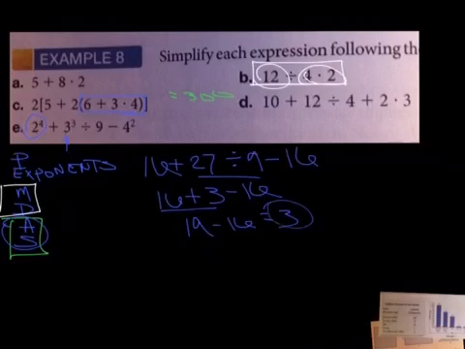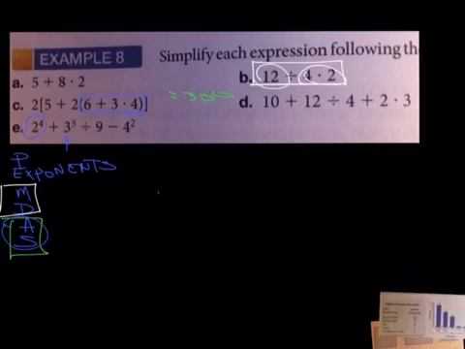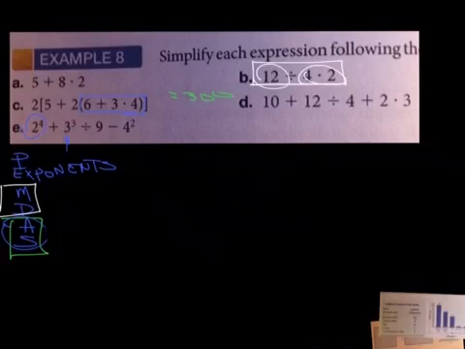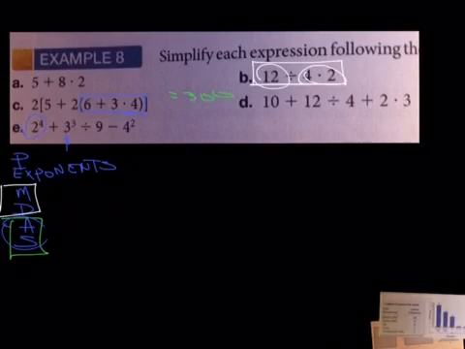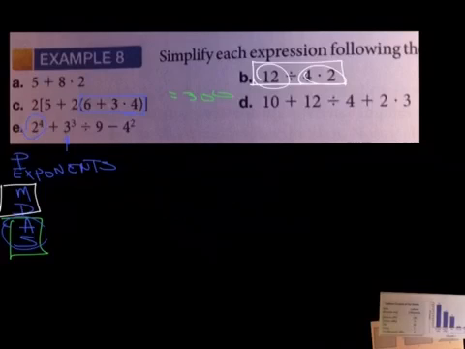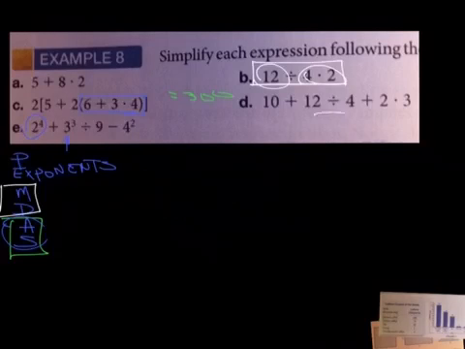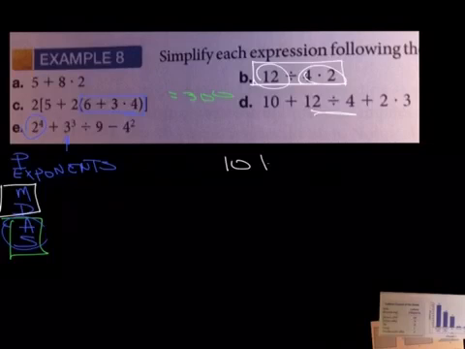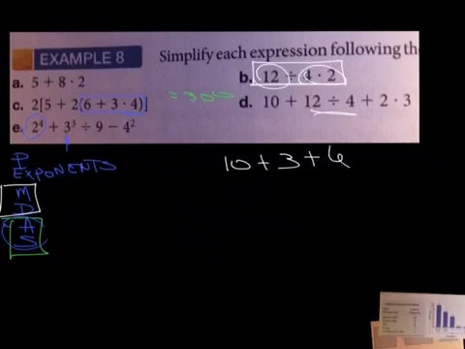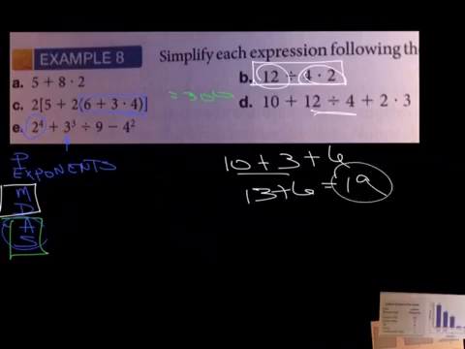Okay? So let's see if I can get rid of this. And we'll go ahead and do D and call that good. So D says that we're supposed to do parentheses. There aren't any. Exponents. There aren't any. Multiplication or division from left to right. Well, there's one there. So we've got 10 plus 3 plus 2 times 3 is 6. So I can do both of those in one fell swoop. 10 plus 3 is 13 plus 6 is 19 for D.